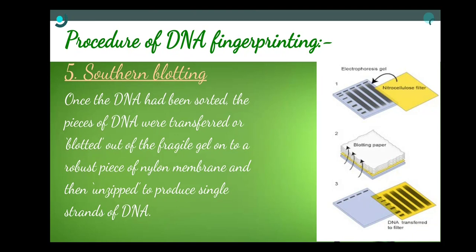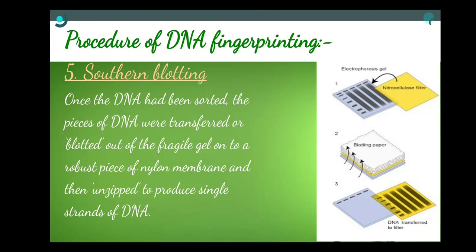Its name is Southern just because the scientist who invented this Southern blotting, his name is Southern. That is why we call it Southern blotting. And if there is RNA, that time we will call it Northern blotting. It is the simple process of transferring the DNA segments from agarose gel to nylon paper.